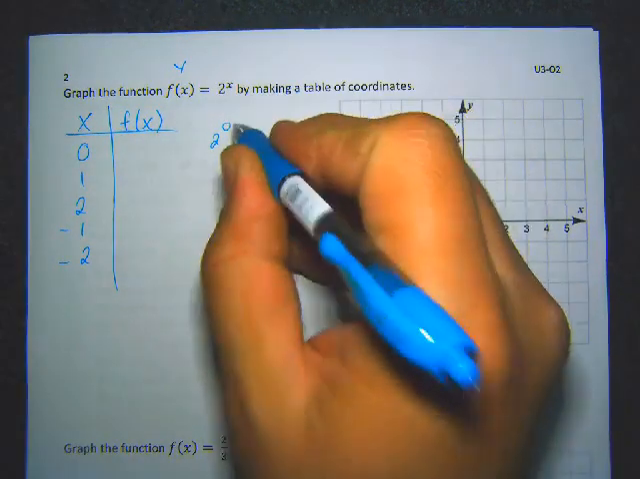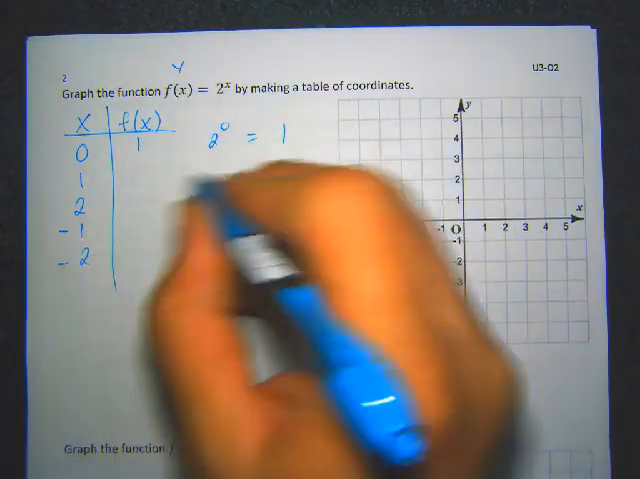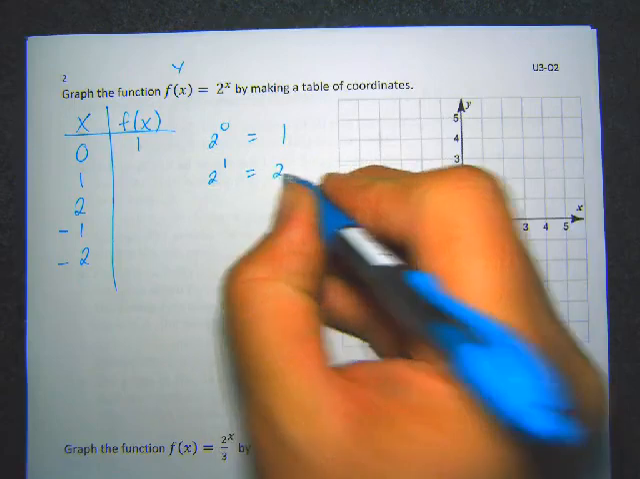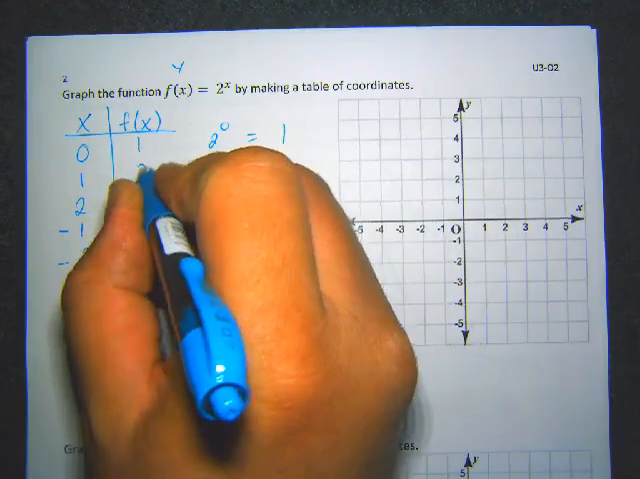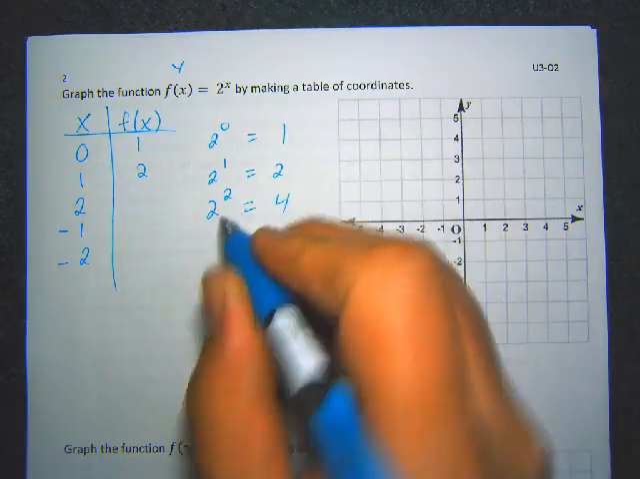Because anything to the 0 power goes back to 1. So this is 1. Next one I have 2 to the first. Well, that's just 2. 2 squared, so 2 to the second, which is 4, because 2 squared means 2 times 2, so I get 4.